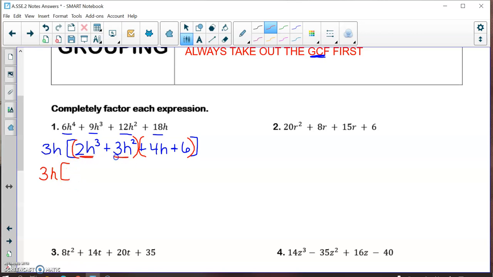Between my first 2 terms, my greatest common factor is an h squared. I'm going to factor that h squared out, and rewriting my 2 terms without that h squared in it, I'm left with a 2h plus a 3.